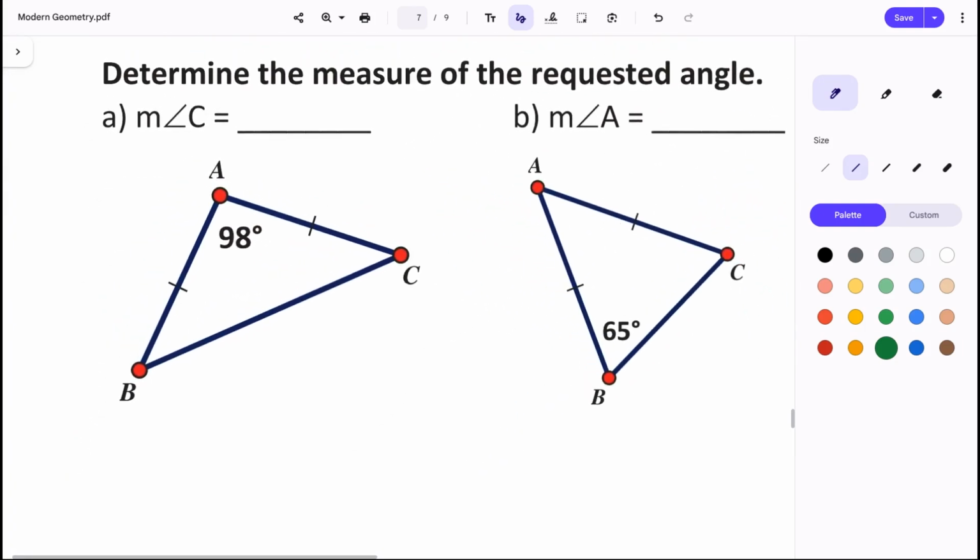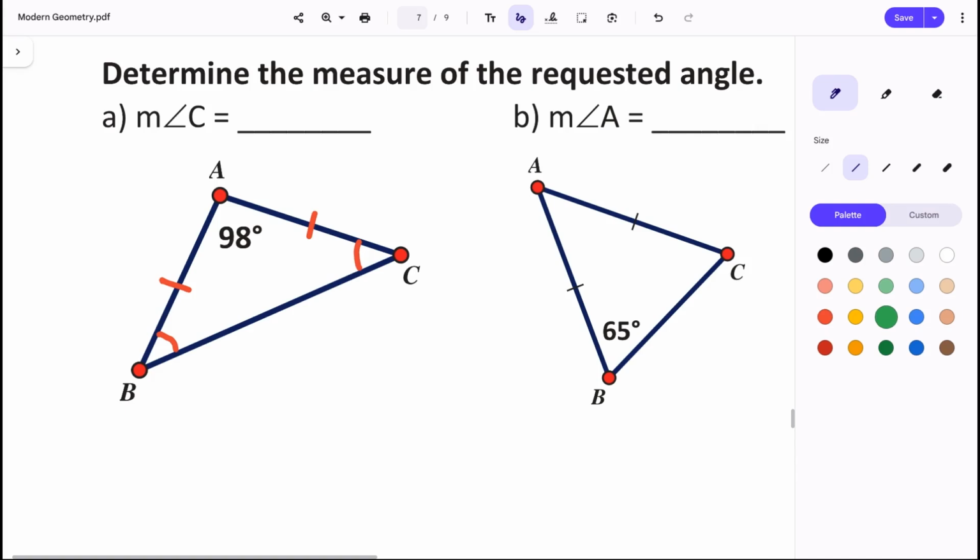So letter A wants us to figure out what the measure of angle C would be. I would suggest on any of these problems with isosceles markings to maybe mark your base angles first. So if you look at this triangle ABC, where would the base angles be? B and C. So I'm just going to put an arc on both of those, just as a reminder to myself. This is an isosceles triangle because these sides are marked with a dash. And so those base angles, those angles across from those sides, have to be congruent.